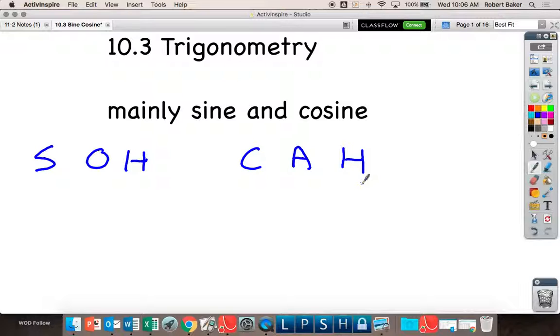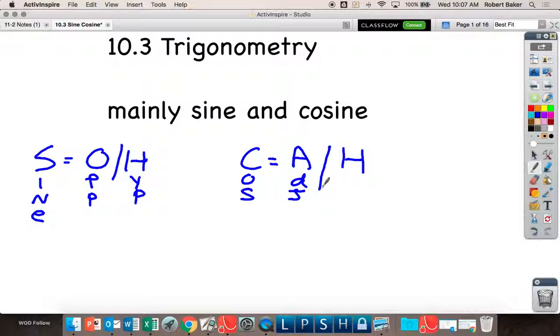So, sine is equal to opposite over hypotenuse. Sine is the trigonometric ratio of the opposite side over the hypotenuse. Cosine is equal to the trigonometric ratio of adjacent over hypotenuse. So both of these functions use hypotenuse. Hypotenuse is always the denominator. It's just distinguishing which one is opposite, which one is adjacent.